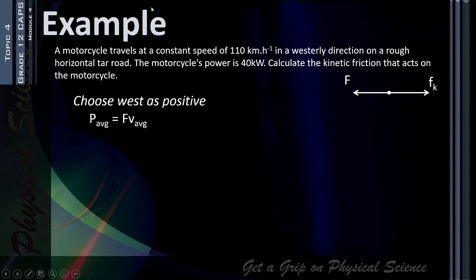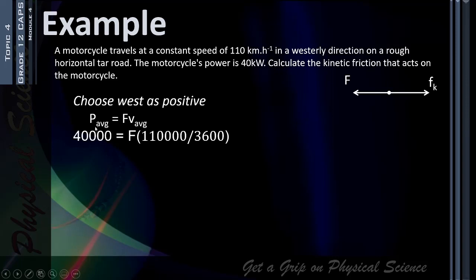The power of the motorcycle is given, it's 40,000 watt, and the constant speed of this motorcycle is 110 kilometers an hour. We need that in meters per second. So to convert from kilometers an hour to meters per second, you divide by 3,6, or you can just say that you change the 110 kilometers to 110,000 meters divided by 1 hour, so it's divided by 3,600 seconds, and that will give you the same answer.